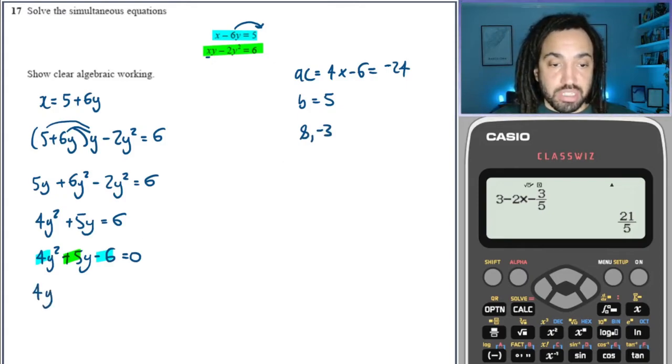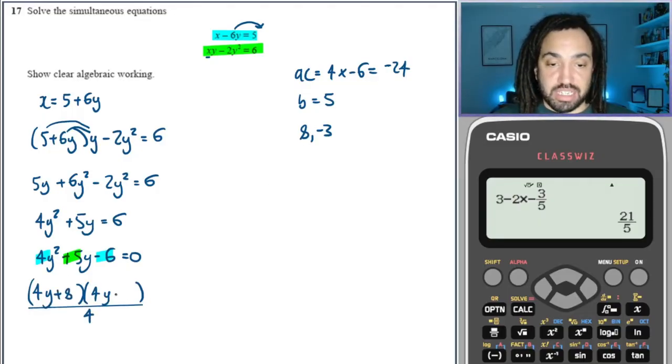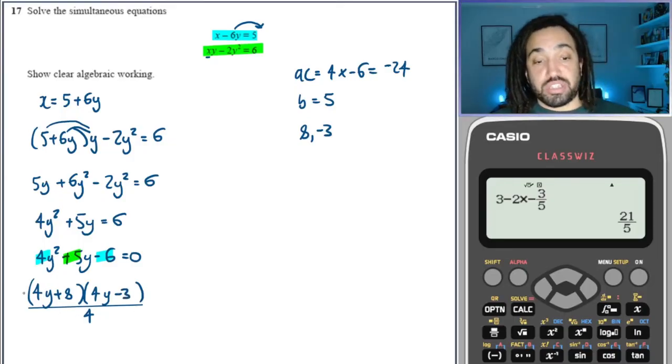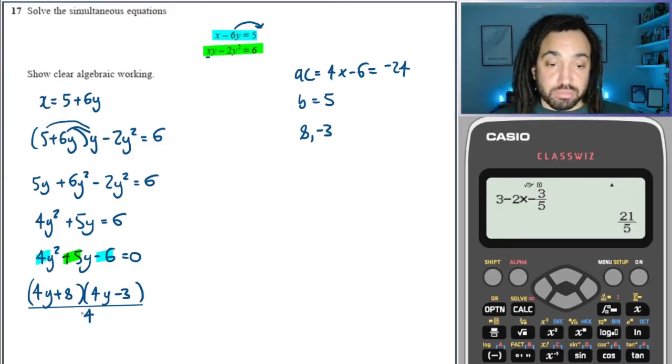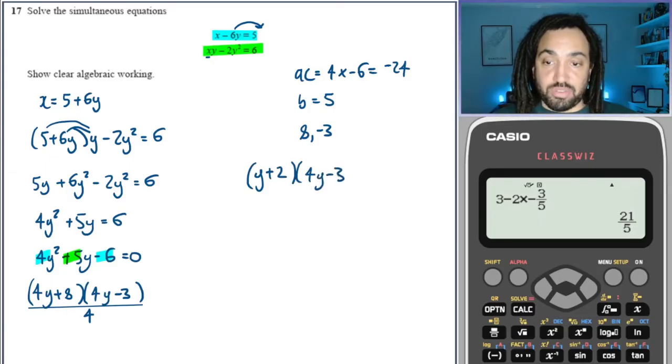Okay, now because the a term here is 4, we write 4y, all divided by 4. And then we just chuck these numbers in here, so positive 8 and negative 3. We decide which bracket can we divide by 4. Where are we going to divide this 4? We're going to divide it all into this one here. So dividing that bracket by 4 gives me y plus 2. And then the 4y minus 3 stays the same, and that equals 0.